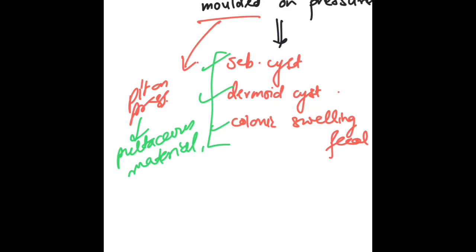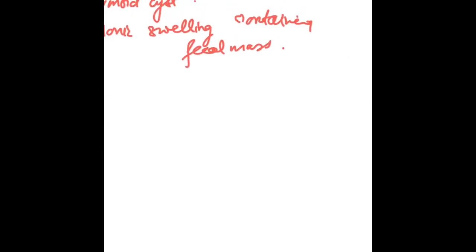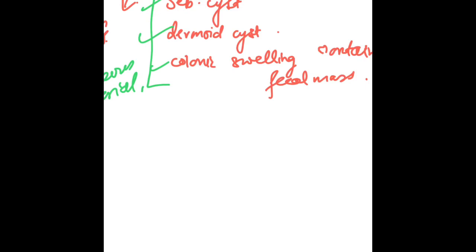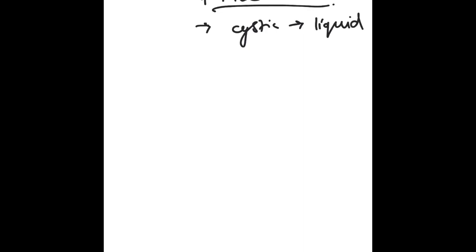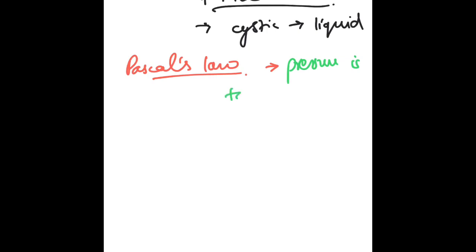After testing for consistency of the swelling, you will proceed towards testing for fluctuation. So you test for fluctuation, particularly when you are sure that the swelling is a cystic one. That means it contains fluid. Now, what's the principle behind a fluctuation test? The principle behind testing for fluctuation is Pascal's law, which states that when pressure is exerted to a fluid, it is transmitted equally in all directions.